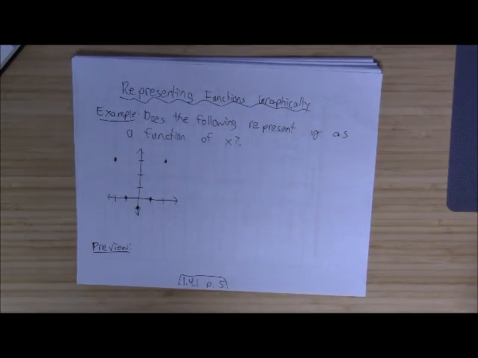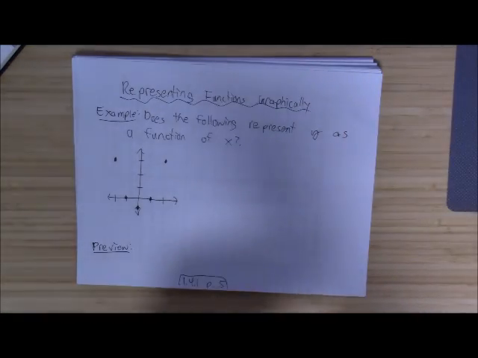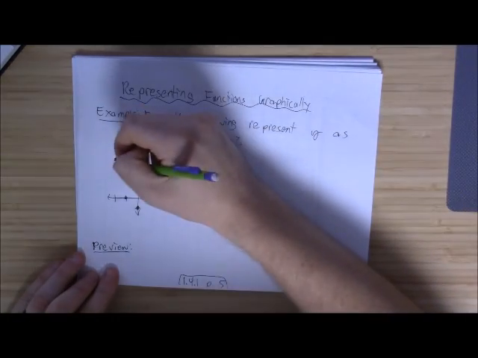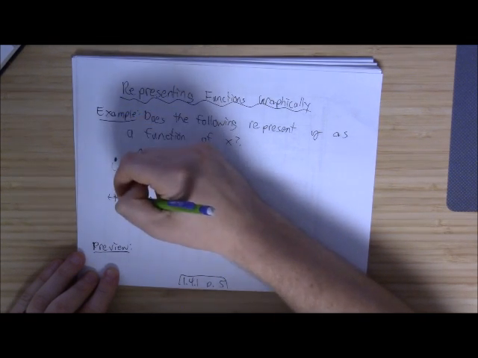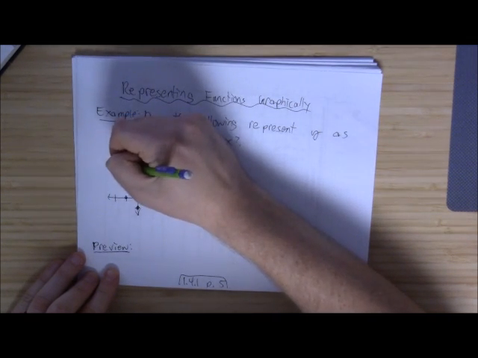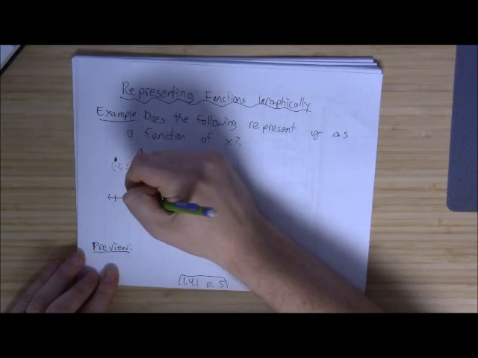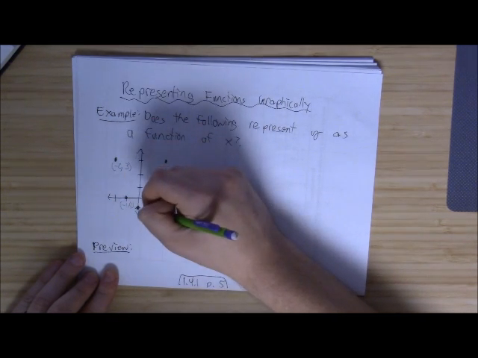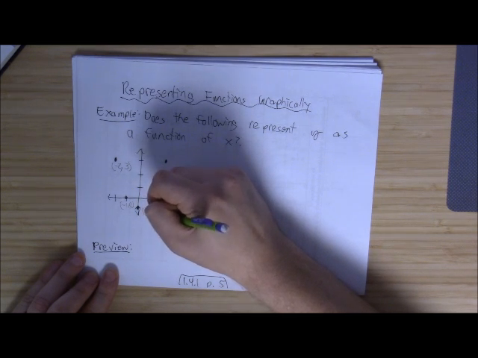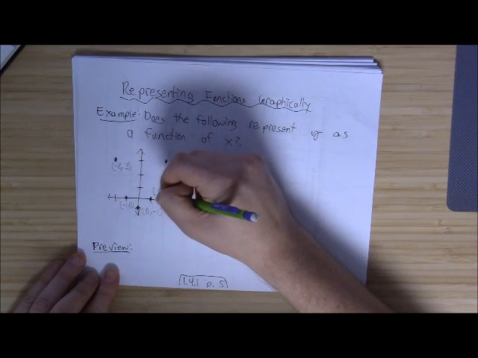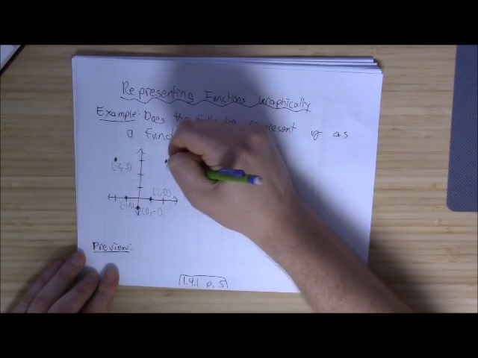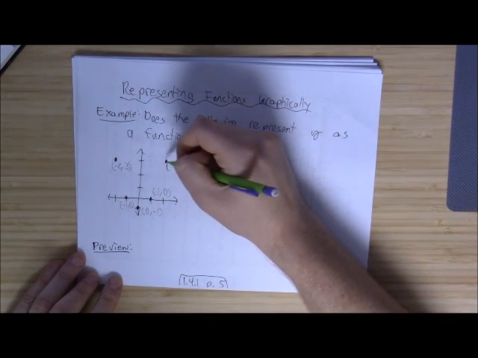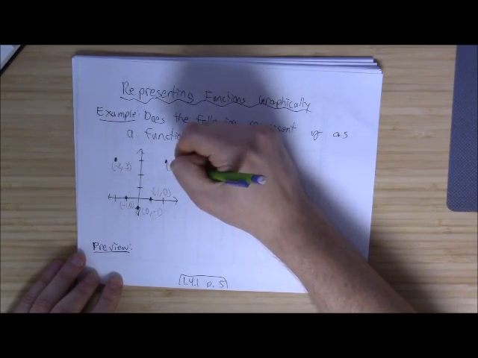And now let's talk about how to represent functions graphically. So the question here is, does the following represent y as a function of x? The answer here would be yes, and the reason why is because you can consider this as a list of ordered pairs. Namely, this is the ordered pair -2, 3. This is the ordered pair -1, 0. This is the ordered pair 0, -1. This is the ordered pair 1, 0. And this is the ordered pair 2, 3.